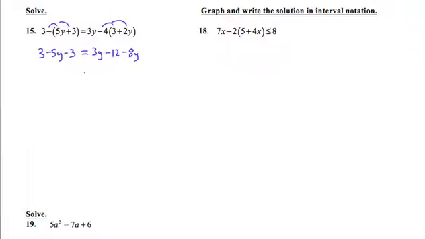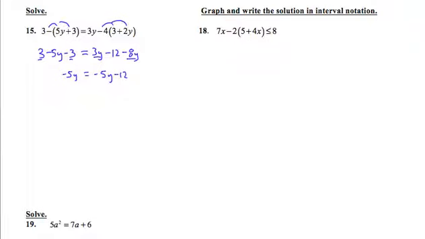Now I'm going to see if I got any like terms to combine. On the left side I do. I have 3 minus 3, so that's going to go away. So all I'm left with on the left side then is negative 5y. On the right side I have some y terms to combine here. 3y and negative 8y. That's going to give me negative 5y minus 12. Alright, I'm done simplifying now.